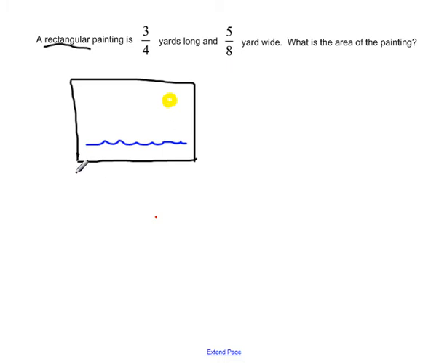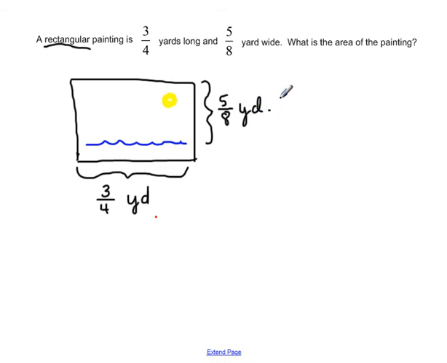We know that it's 3/4 of a yard long. Okay, so that's 3/4 yard. And we know that it's 5/8 yard wide. So let's go ahead and label that out on this side. So that's 5/8 of a yard. And the problem is asking us to find the area.